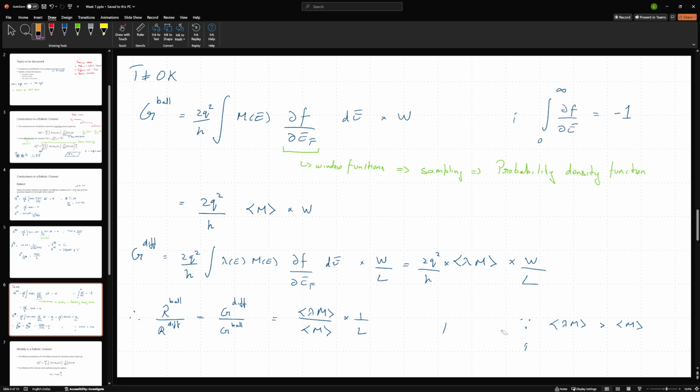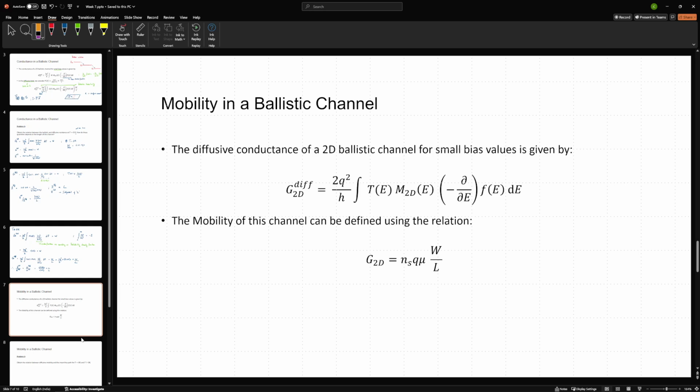Let those who listen to it, because again, this comparison is not entirely valid. So as you can see, as L increases, this quantity goes down. Okay, so now we shall look at the notion of mobility.